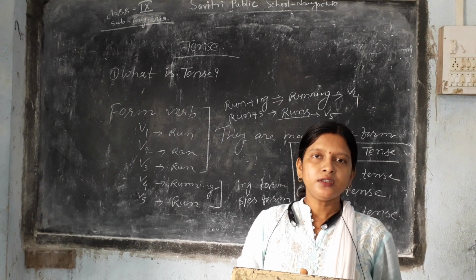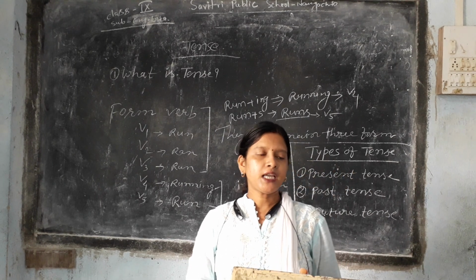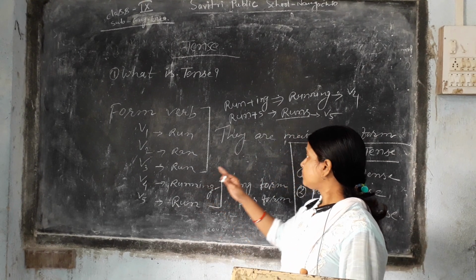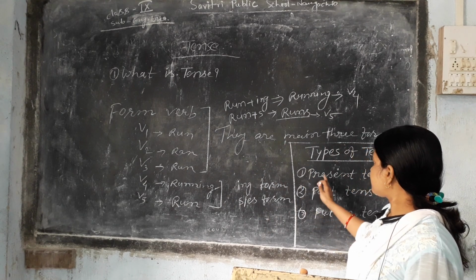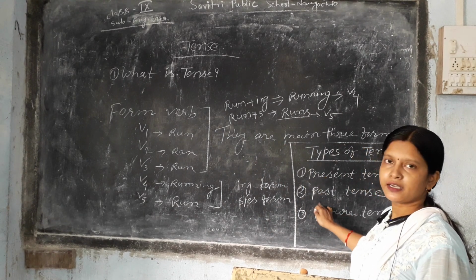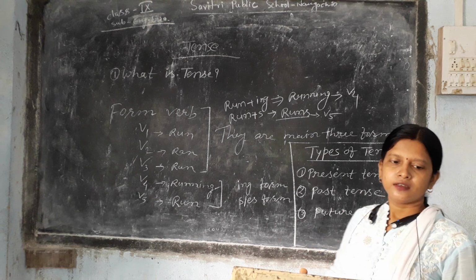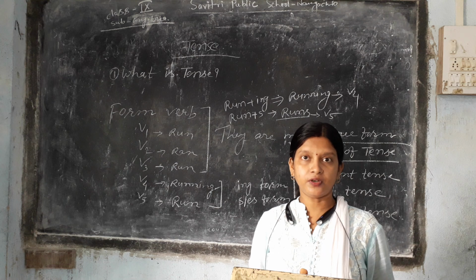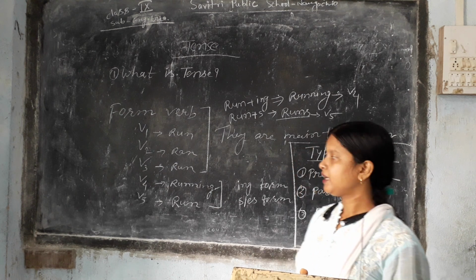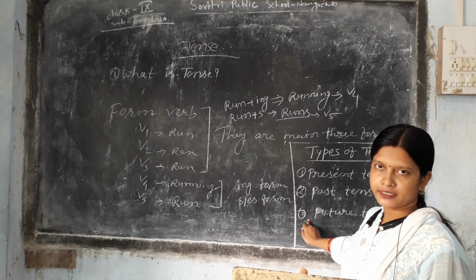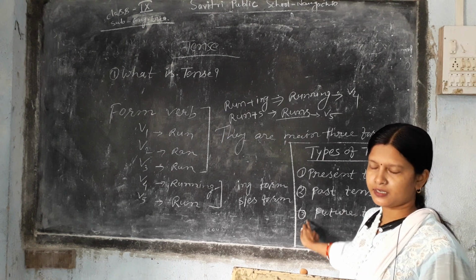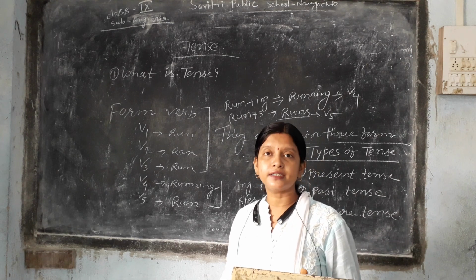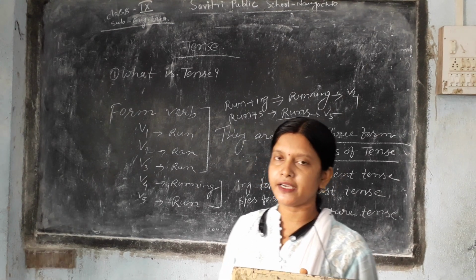So let's go ahead. Types of tense. How many types of tense? There are 3 types of tense: present tense, past tense and future tense. We have further divided these 3 tenses in 4 forms of the tense. That means each tense has 4 kinds. That's, we can say, we have to read 12 tenses. One by one I will explain all the tenses.